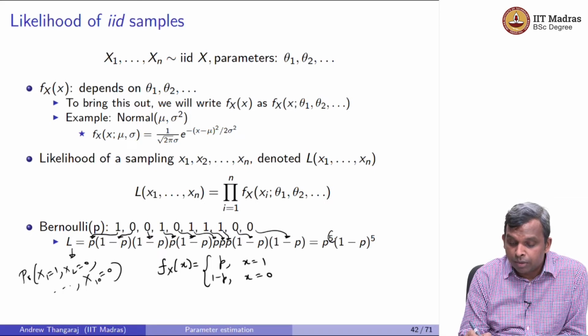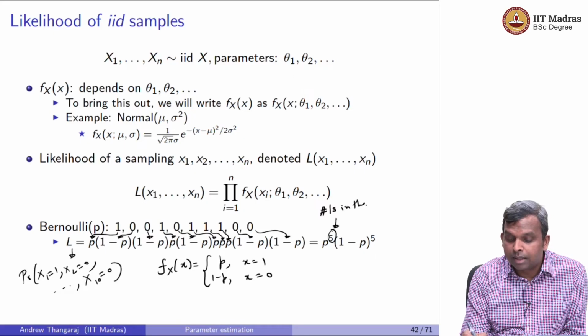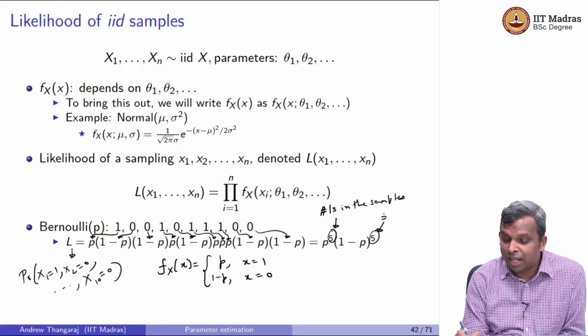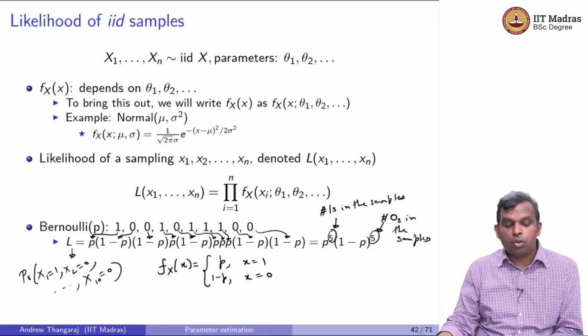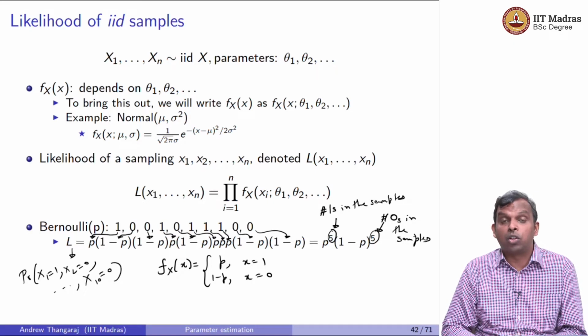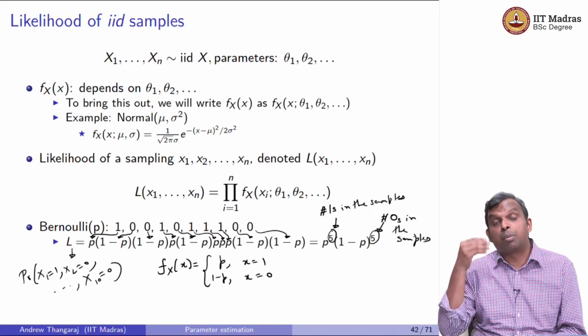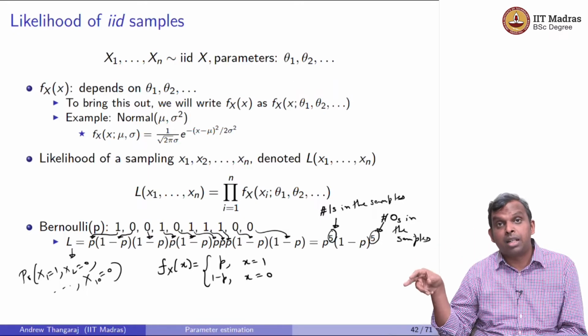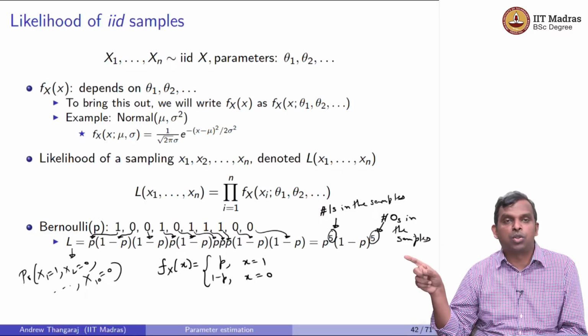What is this first 5? If you think about it, it is the number of 1s in the sample. And what is this other 5? In this case both happen to be equal, but this is actually the number of zeros in the sample. Do you see that? If tomorrow you observe some other sampling for the same Bernoulli p distribution, the likelihood will always be p raised to the power of the number of 1s in the samples you saw, multiplied by 1 minus p raised to the power of the number of zeros you saw in the samples.